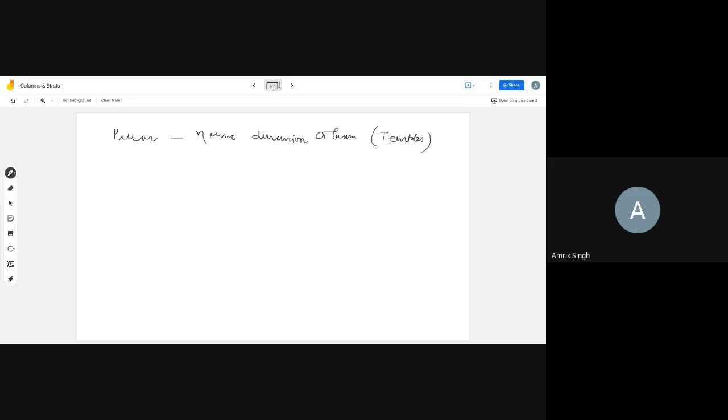Then we also use a word pier, P-I-E-R. So it is a column structure which is provided to support the bridge.